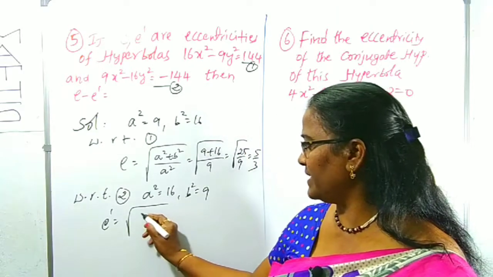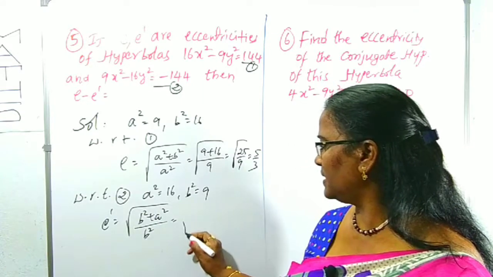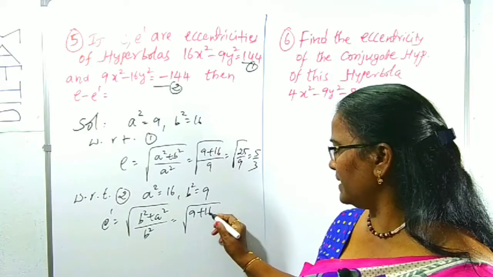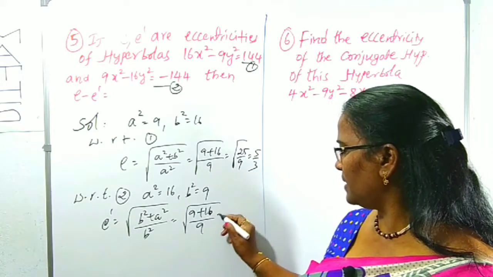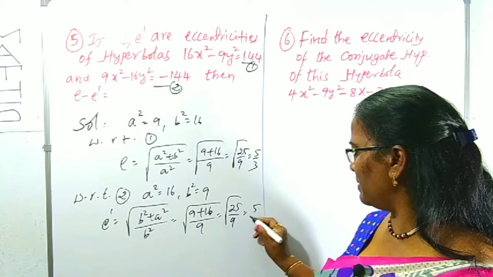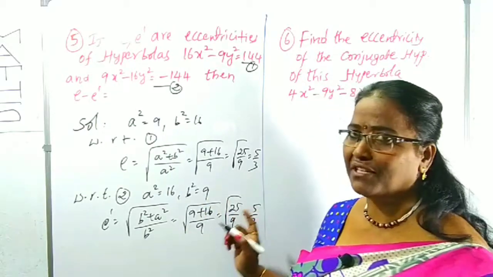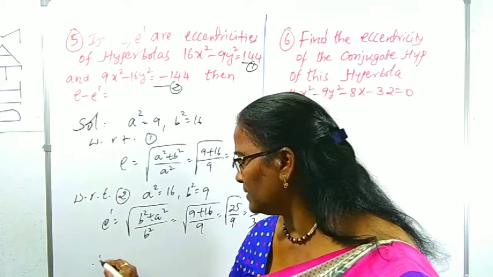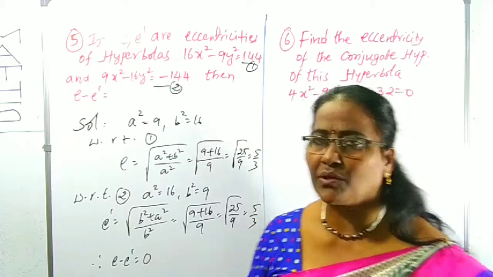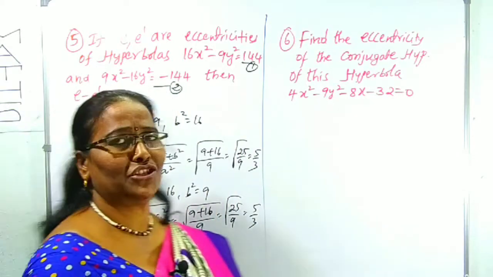Exactly, root over B square plus A square by B square, right? That is root over 9 plus 16 by 9, that is root over 25 by 9, which is 5 by 3. Accidentally, both we got the same value, 5 by 3. Now what about the difference of it? E minus E dash is clearly 0, because both are equal. Clear? Now we can come to question number 6.